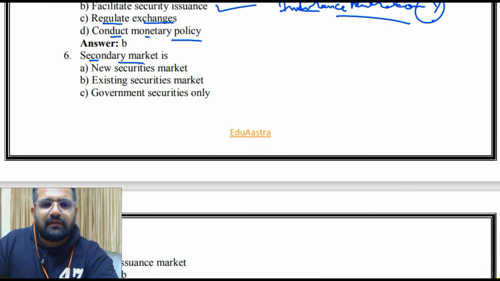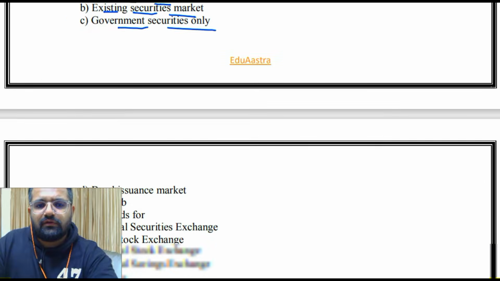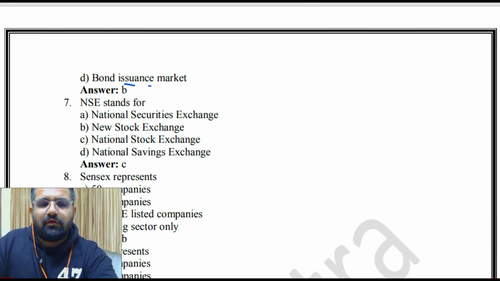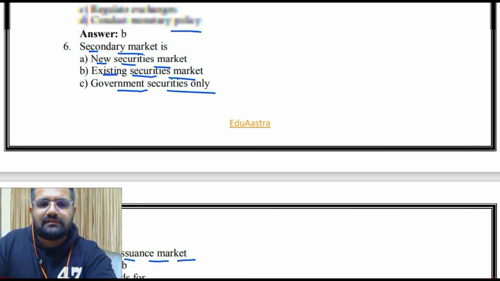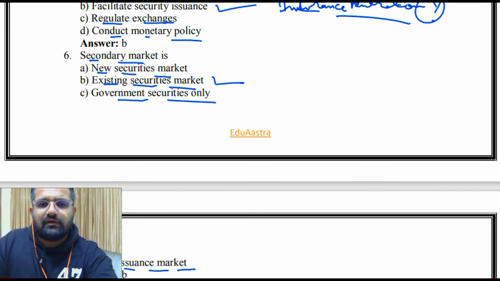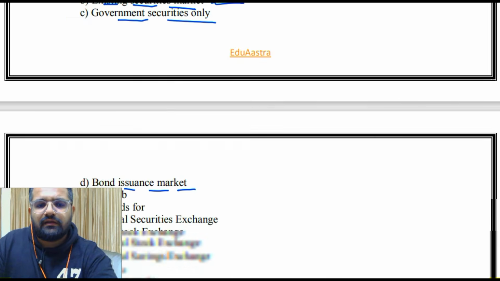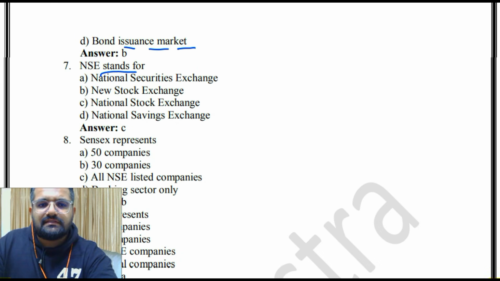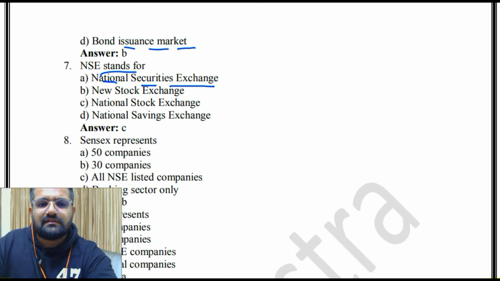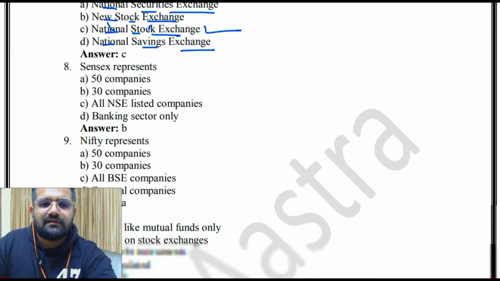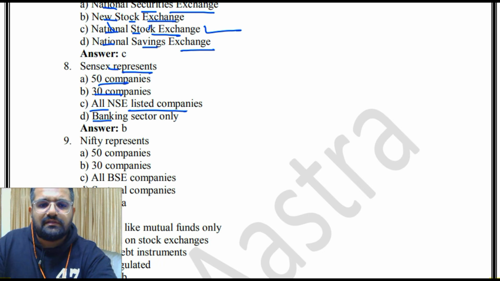Then secondary market is new securities market, existing securities market, government securities only, or bond issuance market. So the answer is existing securities market is secondary market. Then NSE stands for National Securities Exchange, New Stock Exchange, National Stock Exchange, National Savings Exchange. Stock is national and exchange is exchange, so National Stock Exchange. Sensex represents 50 companies, 30 companies, all NSE listed companies, banking sector only.